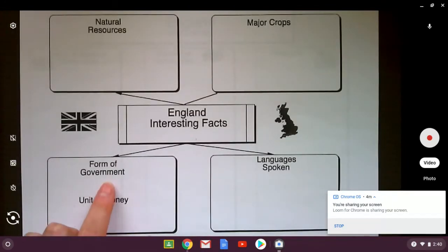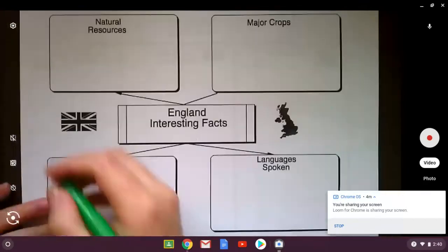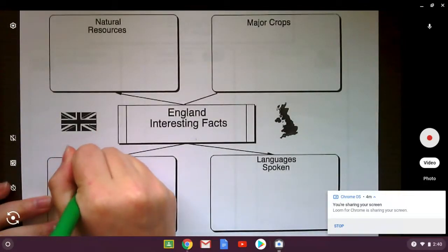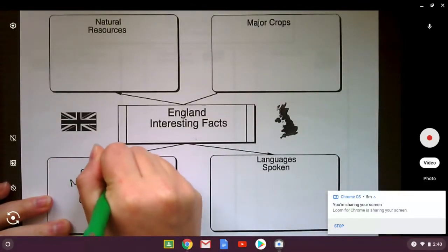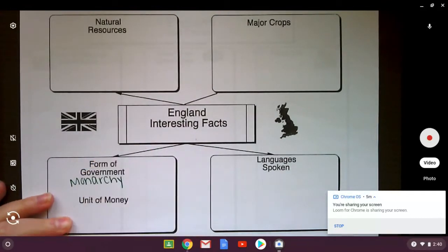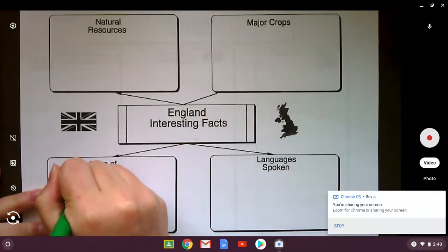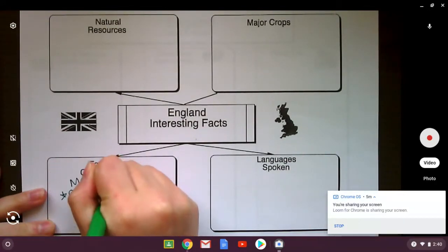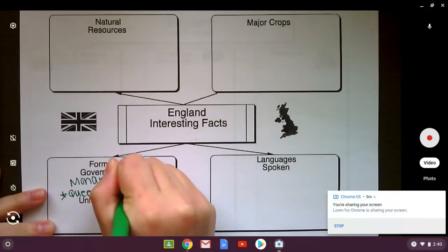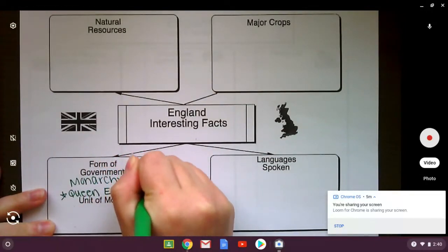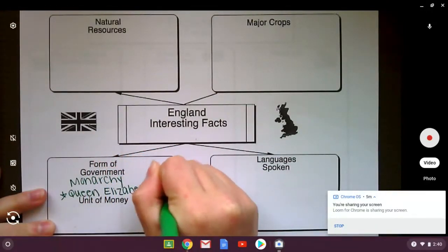So looking at this page, here's form of government. The form of government is a monarchy, which means that they have a king or a queen that runs the country rather than a president like we have. And in this case, Queen Elizabeth II is the current monarch.